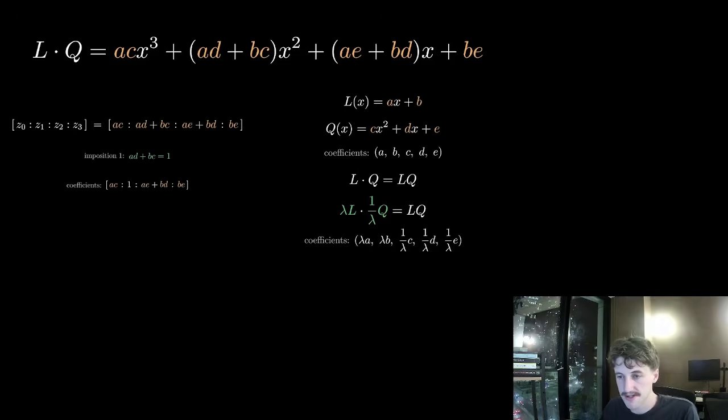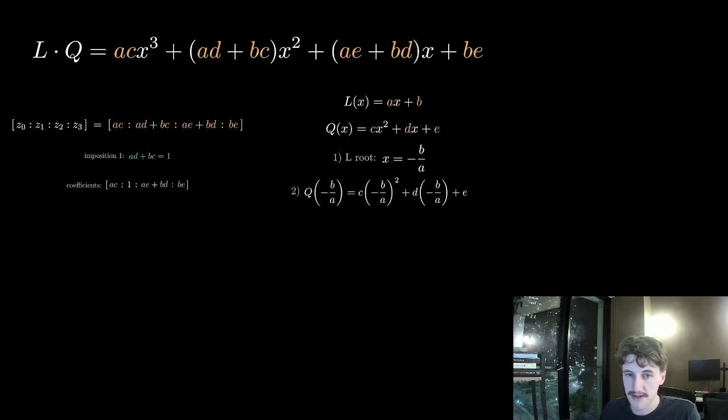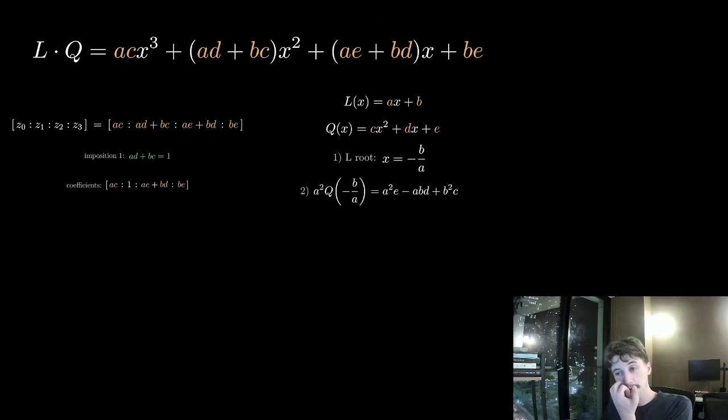So to summarise, a resultant has two properties. It's 0 exactly when L and Q share a root, and when we scale the pair of equations, L and Q, by lambda, the resultant scales by exactly the same amount. To find it, we first find the root of L, which is negative b over a, and then we plug that root into Q, and then we multiply through by a squared to clear the fraction. There we go. And that expression is a resultant. So check the algebra yourself and you'll see it works out.